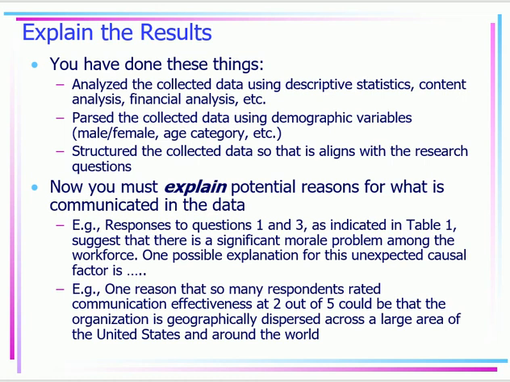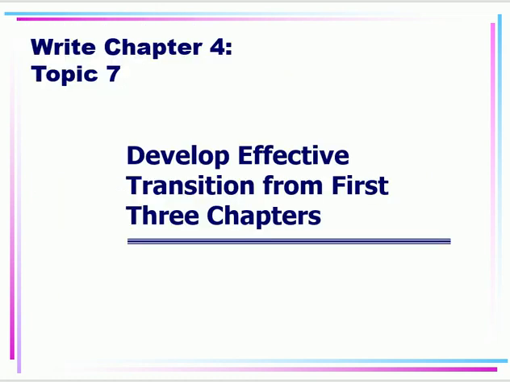Why is everybody negative, or why is everybody positive, or why are the responses spread across all the answers? Why? What do you think? It gives you finally your chance to put your own thoughts in there, to show how smart you are. So you have to explain the reasons for what's communicated in the data. And so this analysis is important. And lack of analysis in Chapter 4 is a good reason not to get an A.